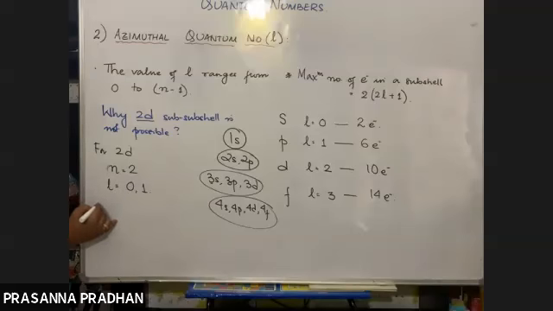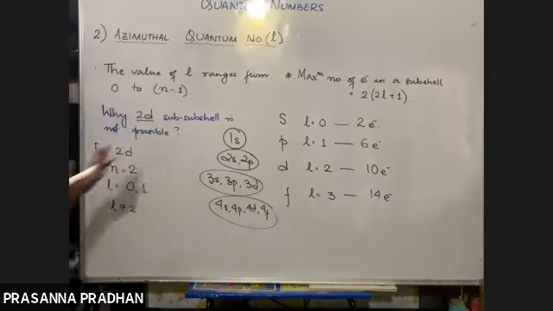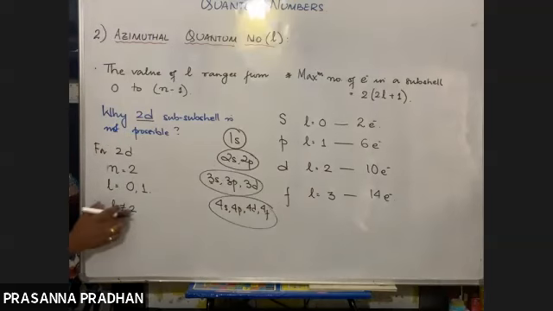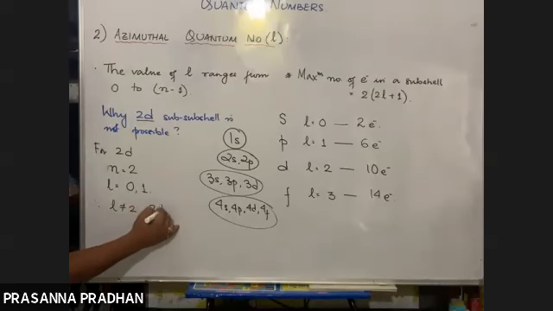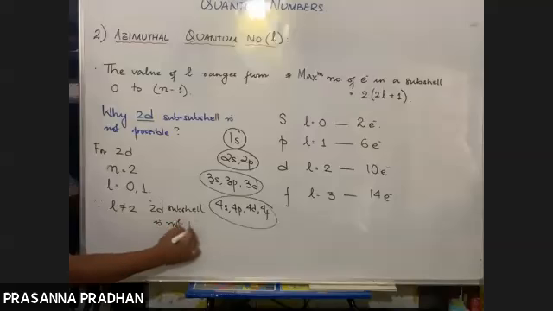0 to N minus 1, so 0 and 1. Since L is not equal to 2, the value of L cannot be 2, so how is D possible? D means the value of L should be 2, right? So since L cannot be equal to 2, 2D subshell is not possible. So we can just explain in this way.